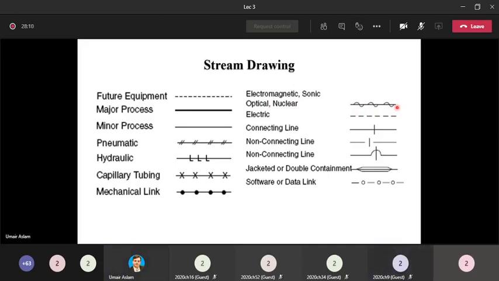Yes, sir. Sir, in the first column, point number 4, pneumatic. Yes, so if there is air flowing in a pipe, so that stream will be represented by this line, and we usually term streams which contain air, flowing air, we call that stream as pneumatic line or pneumatic key. Okay, thank you, sir.